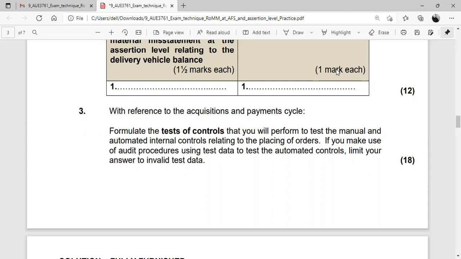When I test a control, what am I looking for? What am I trying to establish? Yes, I'm trying to establish whether or not the control is effective and it has been consistent throughout the year. But what is my goal? What is my objective when I test a control? Any idea, guys? Okay, so let me take you through it.